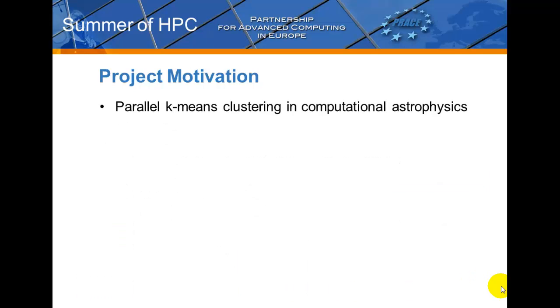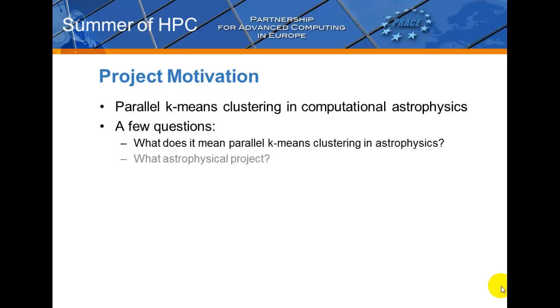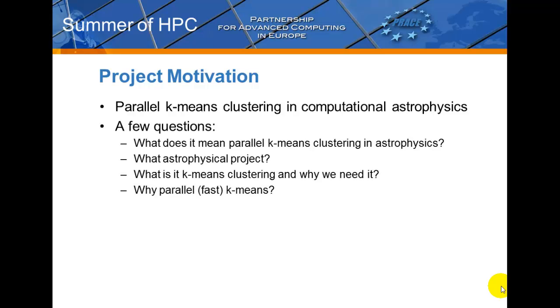So let's focus on the project and ask some questions. What does K-means clustering in astrophysics mean? What astrophysical project is it? What is K-means clustering and why do we need it? And why parallel K-means? That's a lot of questions for the beginning, but don't worry, I have some answers.